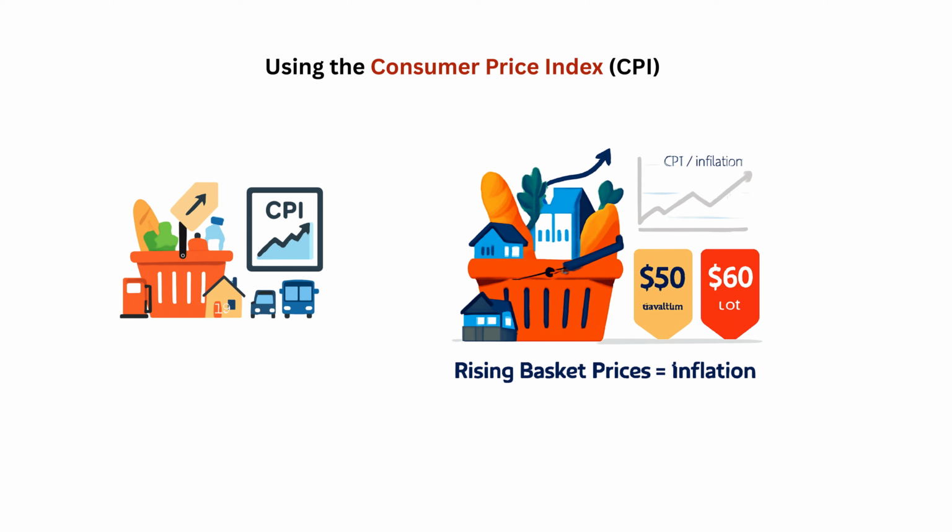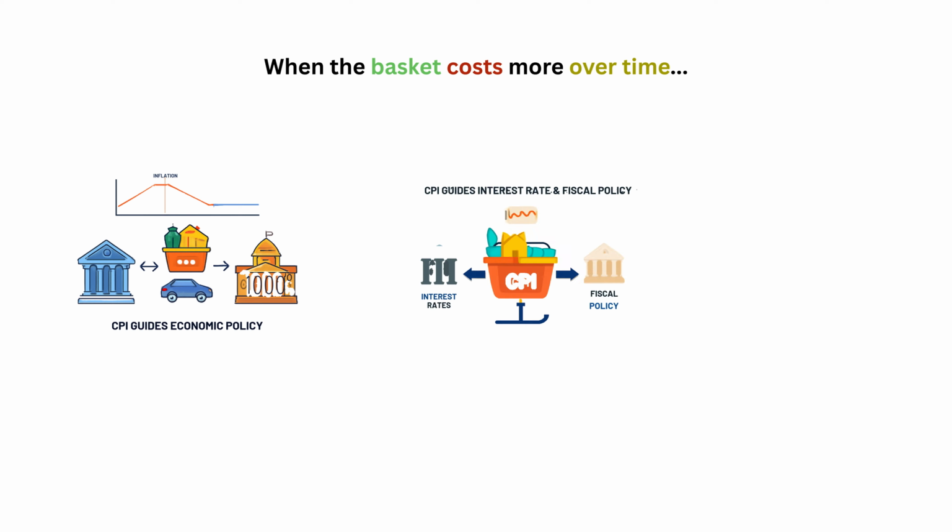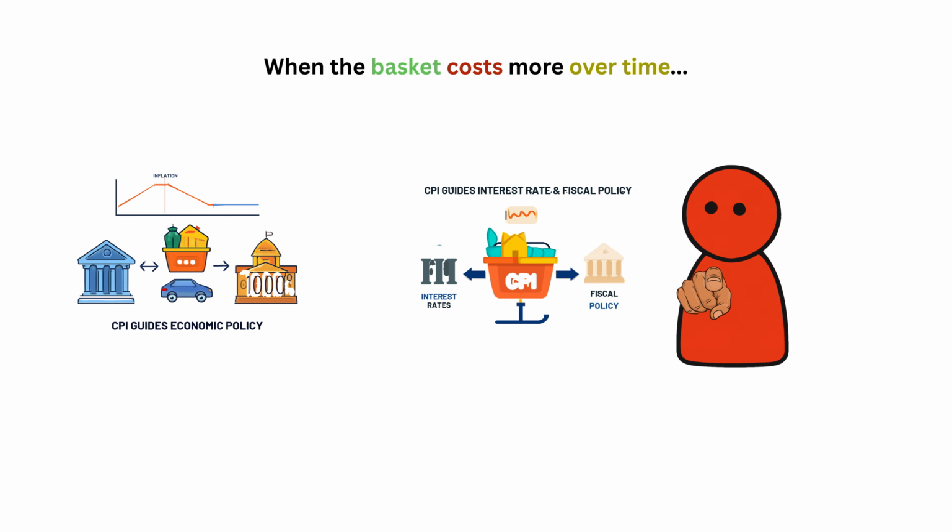If the cost of this basket increases over time, it indicates that inflation is happening. The CPI is used by governments and central banks to determine whether the economy is experiencing inflation, deflation, or price stability. The CPI helps policymakers make decisions about interest rates and fiscal policy.